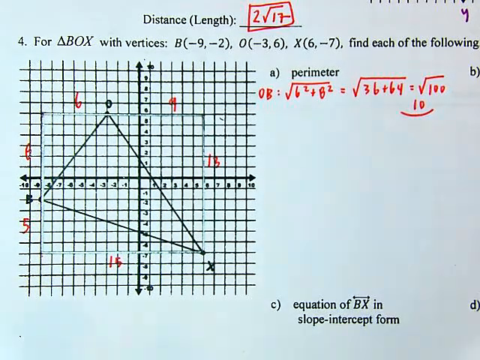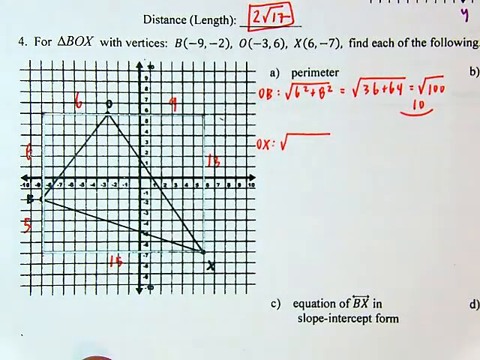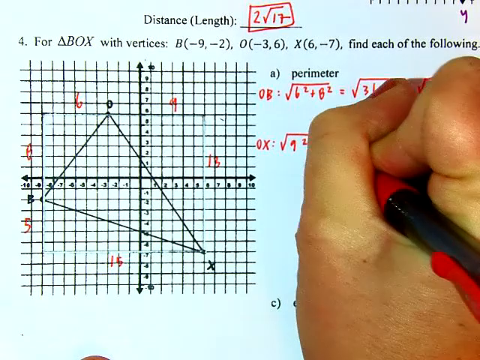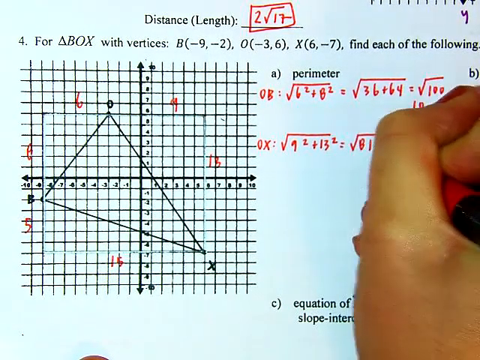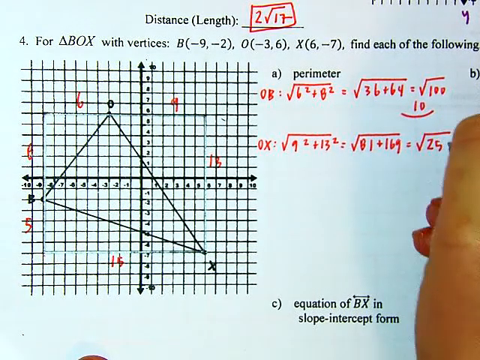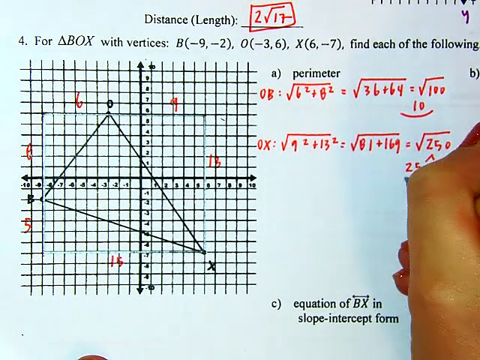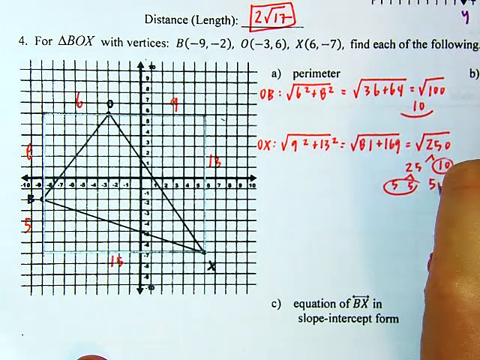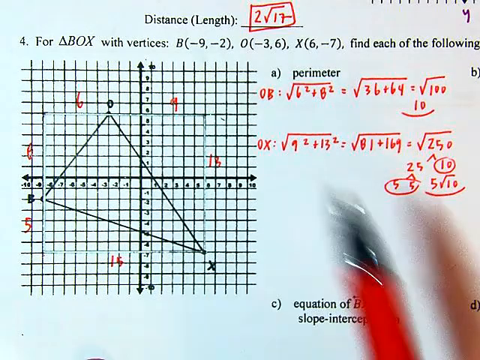Okay, if I want OX next, so my big square root, okay, I'm looking at 9 squared plus 13 squared. So I have 81 plus 169, which is 250. So the square root of 250, right, I can see that it's 25 times 10. Here's my pair of 5s. That 10 stays behind, so it's 5 root 10. So that's the measure of OX right here.